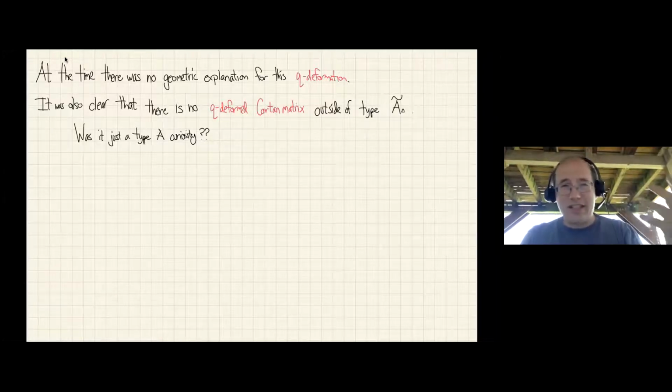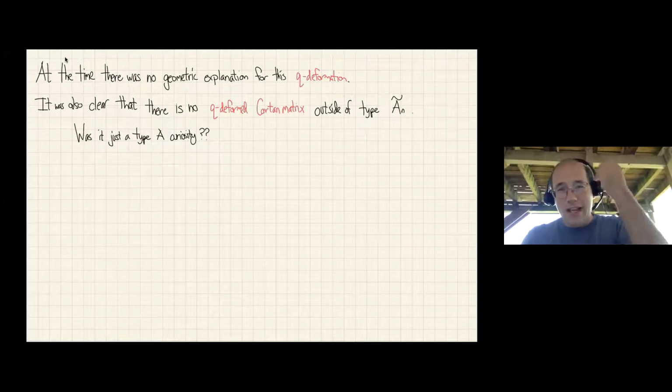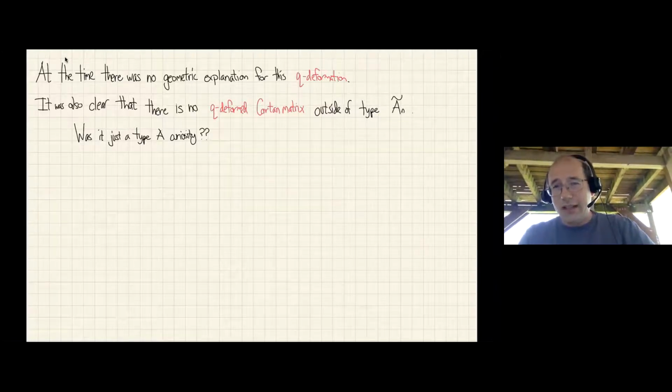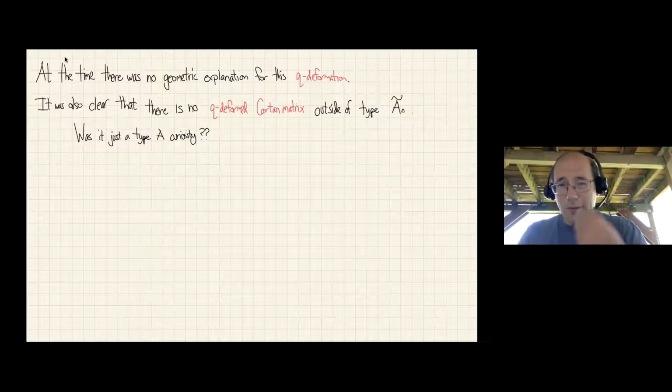This raises the question, is this just a type A curiosity? Well, there are quantum groups in all types. You want to describe quantum groups in all types, so you want there to be something in other types. It wasn't clear how to do it. But finally, at the end of this talk, I'm going to explain where this Q deformation comes from completely naturally, and how it can be done in all types. So it is not a type A curiosity, and I'm going to explain why.